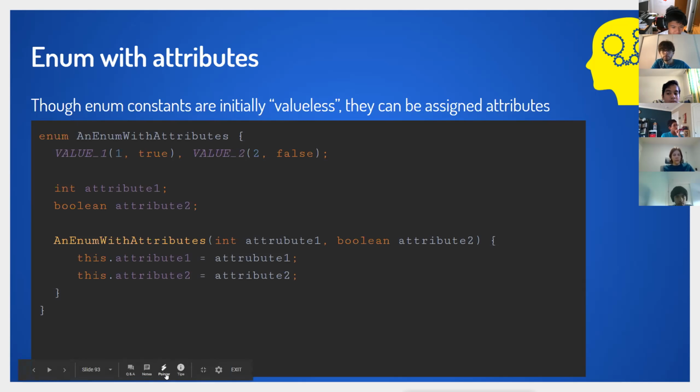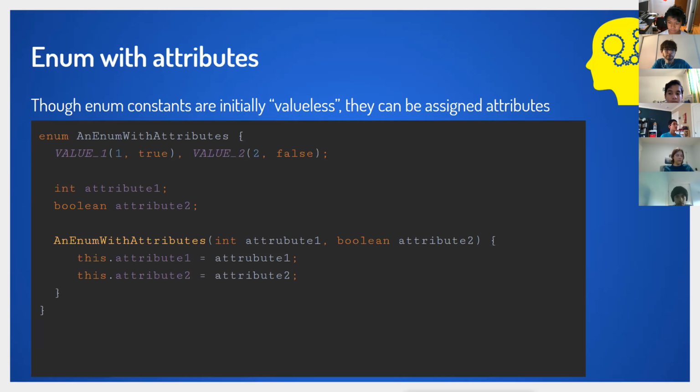So you can see here that we have a constructor that has two parameters, attribute 1 and attribute 2. One is an integer, one is a Boolean, and then you can assign them to these member variables of the enum. So now value underscore 1 will have attributes with these values, 1 and true, and value underscore 2 will have attributes of 2 and false. So when you reference them, you can get these attributes out of it.